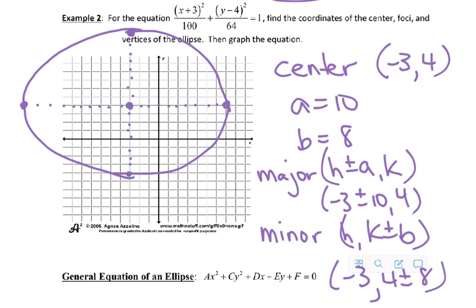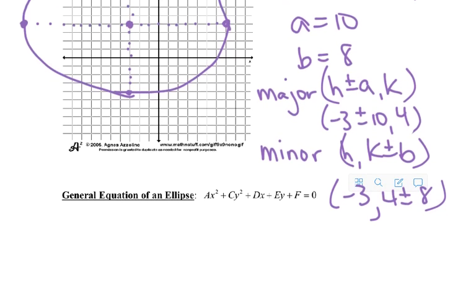So if you look at this, you can pretty much tell that's where it's at. So we found the center, we found the vertices, we graphed it, and the only other thing we have to do is find the foci. The foci are going to be at h plus or minus c comma k. Again, all I'm doing is going back and looking at the definitions and figuring out which ones to use.